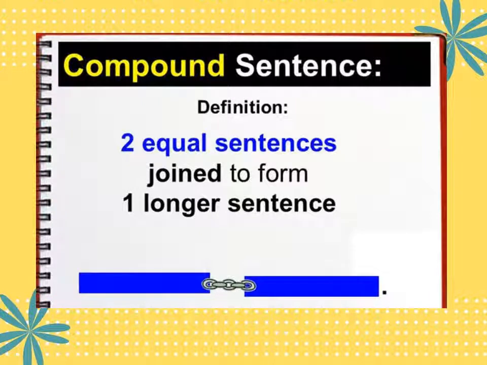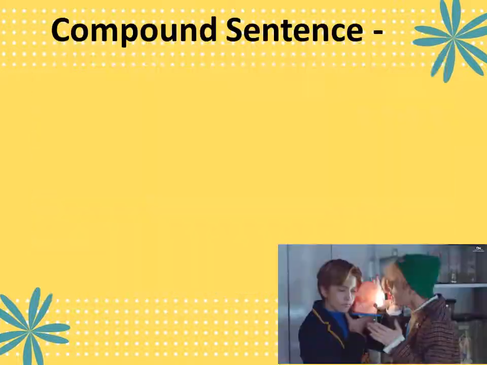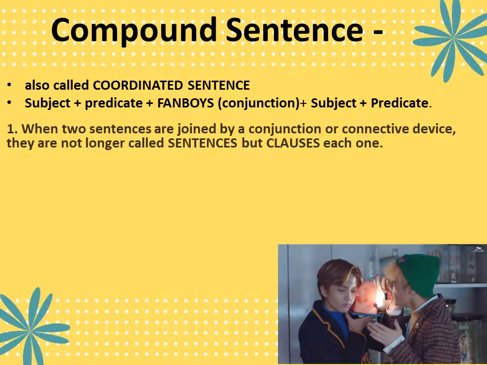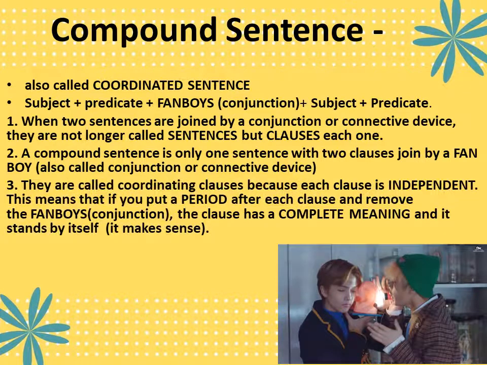Yeah, so we can define compound sentence. In here, we have two equal sentences, and then we will join those two equal sentences to form one longer sentence by using a coordinator. Sometimes a compound sentence is also called a coordinated sentence. We will use the first independent clause which has a subject and predicate, and then we insert the conjunction, and then we will insert the second independent clause which also has its subject and its predicate.